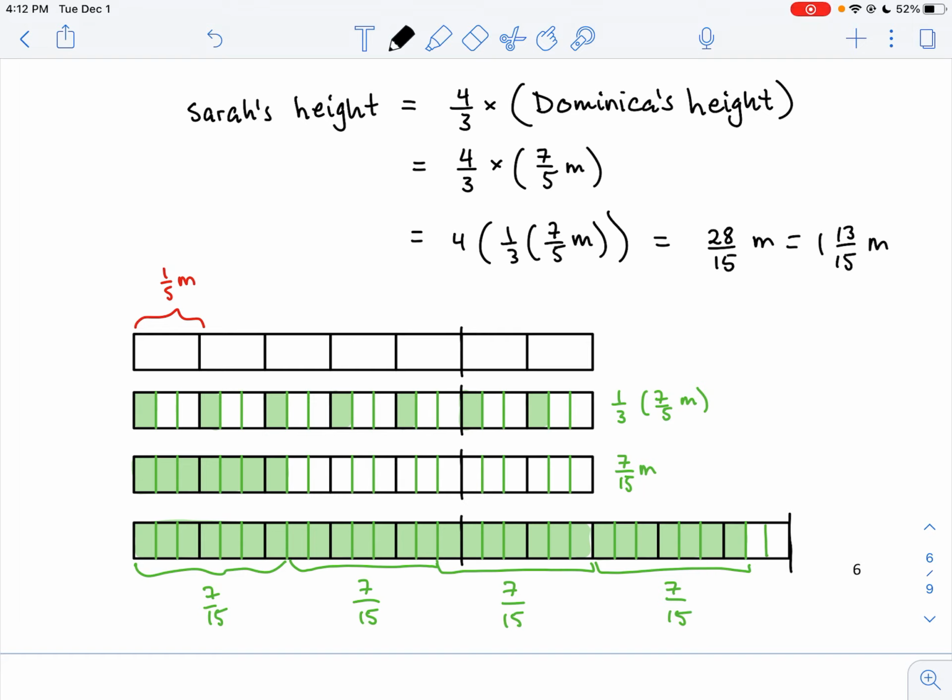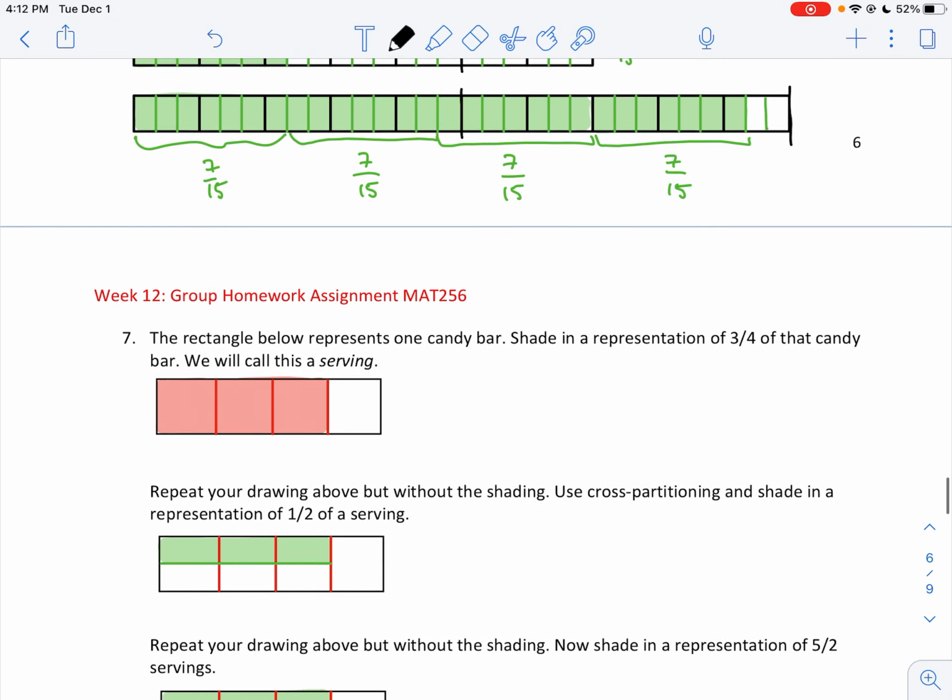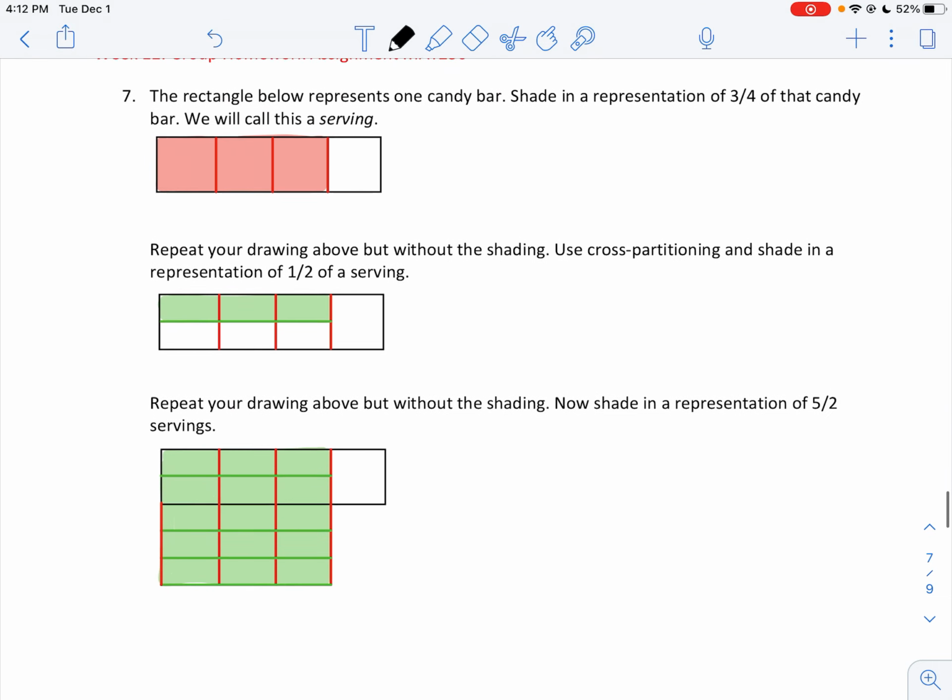This could have been done, like I said, with cross partitioning instead, or there are even other ways you might have been able to think about how to do this.